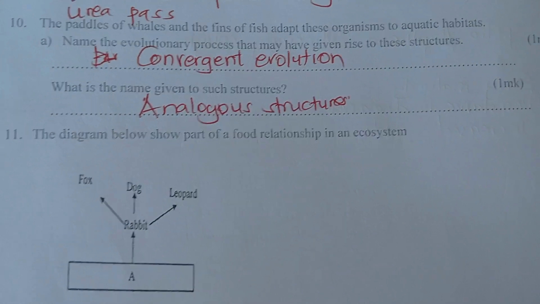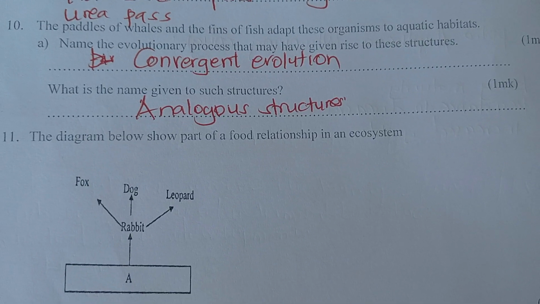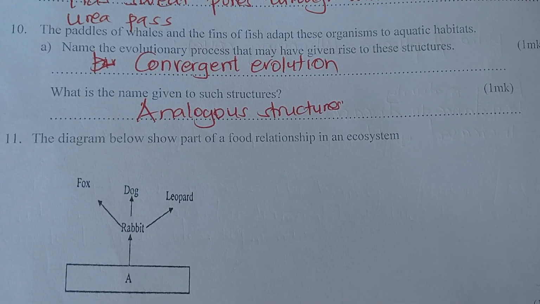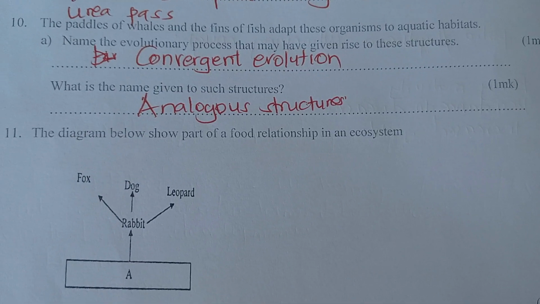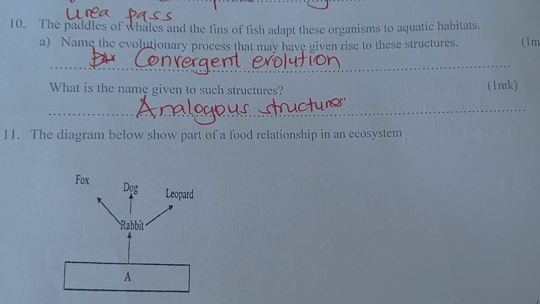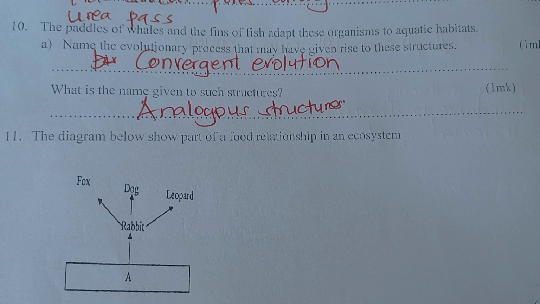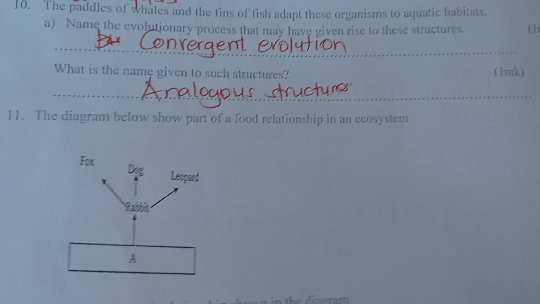Then you have another question: paddles of whales and fins of fish adapt these organisms to aquatic habitats. Name the type of evolution, that is convergent evolution. The name of those structures, analogous structures.